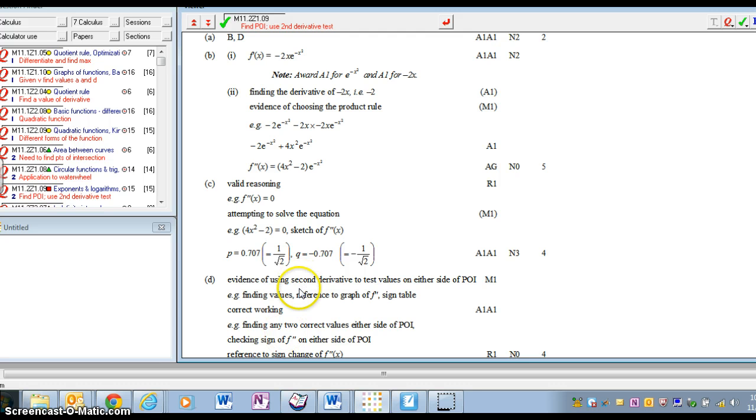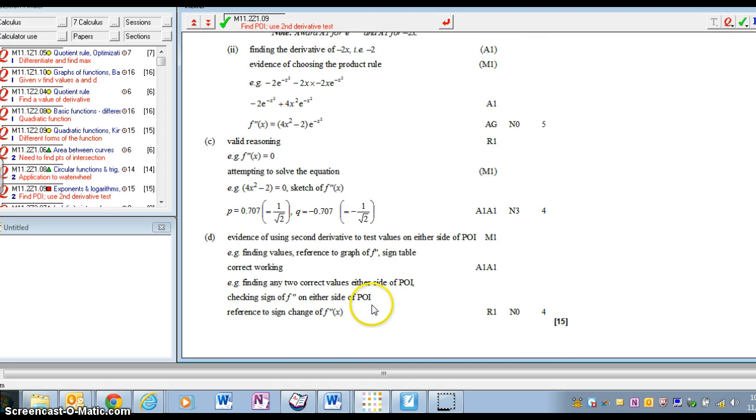And our last part here is you want to show the evidence of using the second derivative to test the values on either side. So finding values, with reference to the graph and sign diagram correct. Lastly, that would be 3 of the points. The last would be showing reasoning. You would have to state that on either side you reference that the sign changed, and that's what makes it a point of inflection.